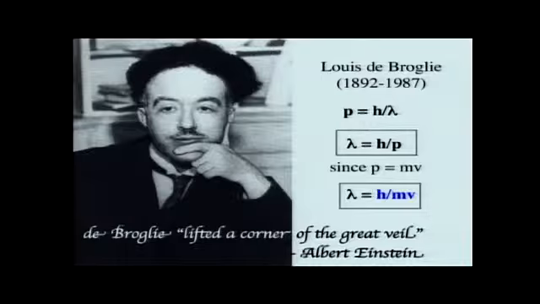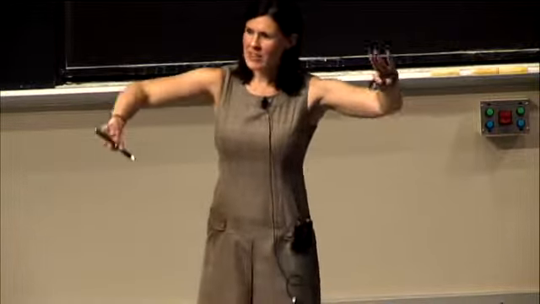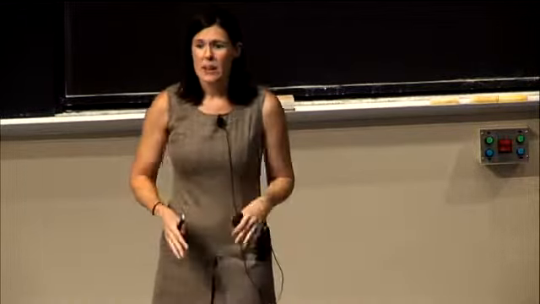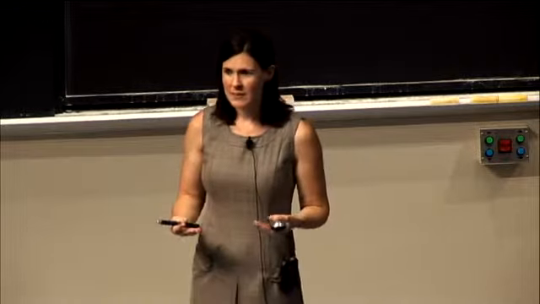And Einstein credited de Broglie with, in his words, lifting a corner of the great veil, which is a fair statement, because really there was this fundamental misunderstanding about what the difference was between matter and light. And the reality is that they can both be like particles, and they can both show characteristics of waves.